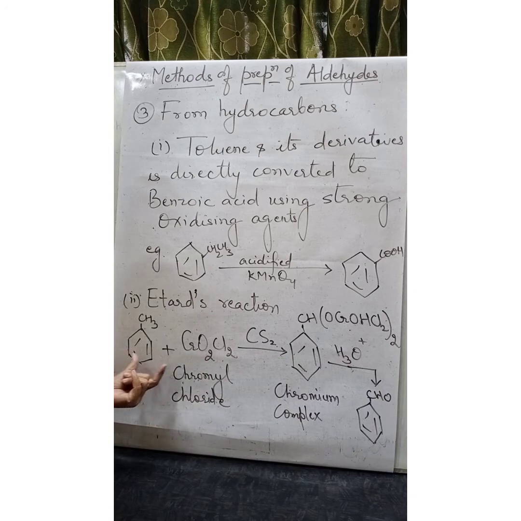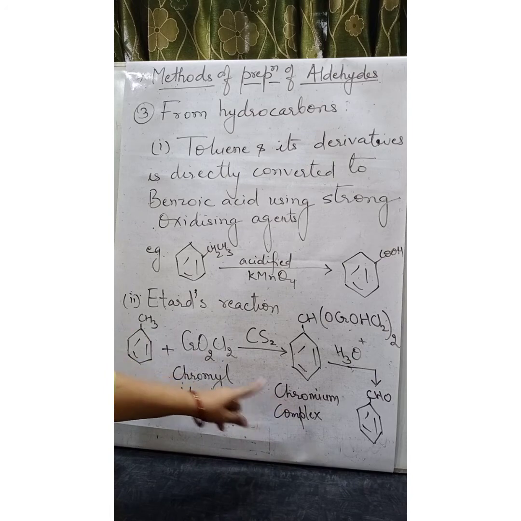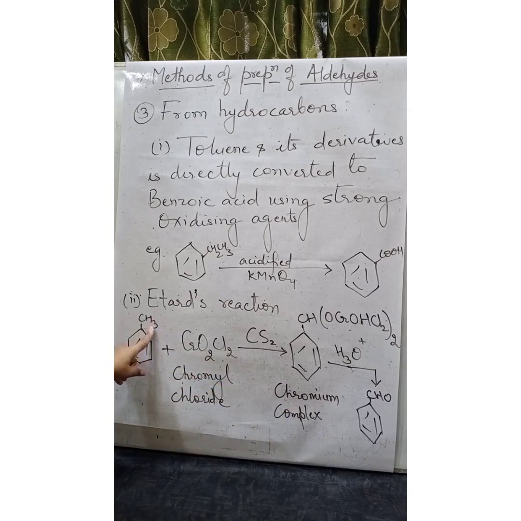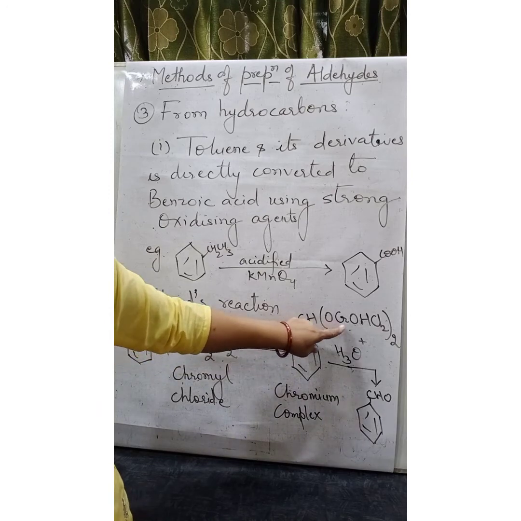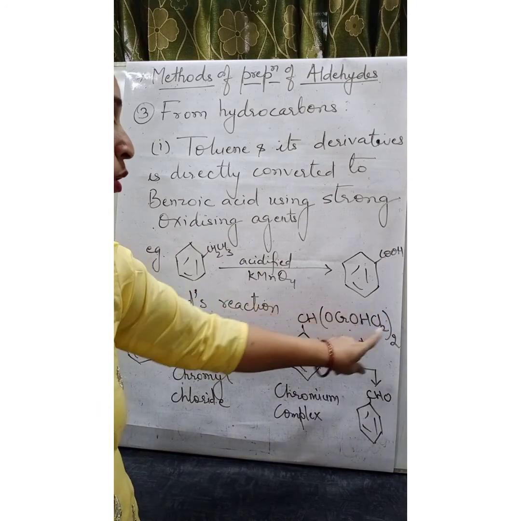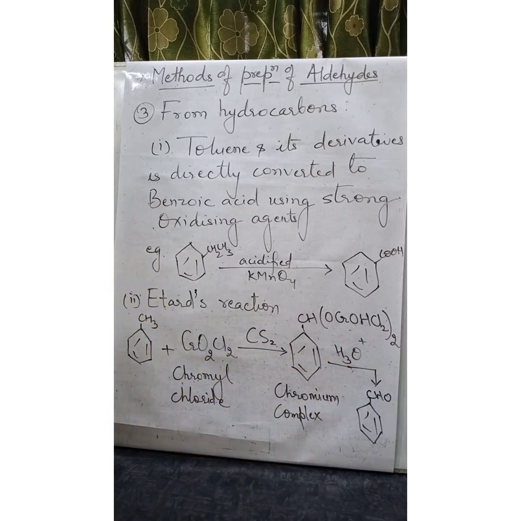So when you are treating this toluene with chromyl chloride, CrO2Cl2, an intermediate chromium complex is being formed. The hydrogen from here gets replaced by the chromyl chloride in the complex to form the chromium complex of benzene, C6H5CH(OCrOHCl2)2, which on hydrolysis gives benzaldehyde. So it can be asked as a name reaction, Etard's reaction.